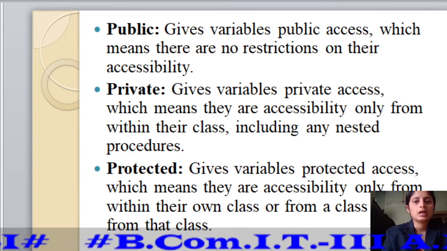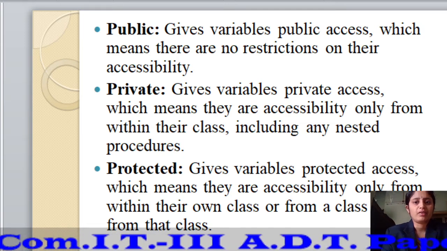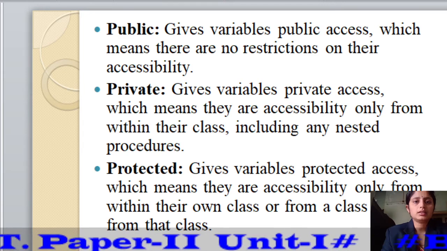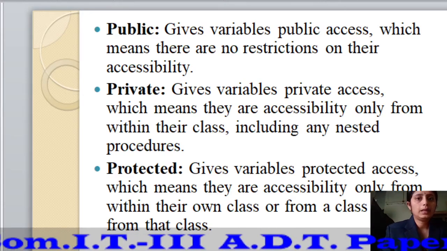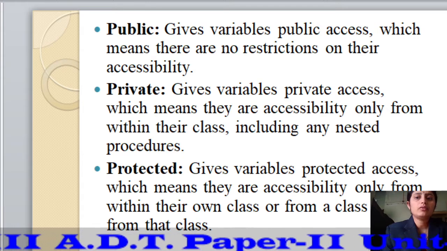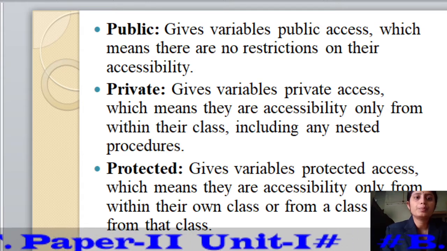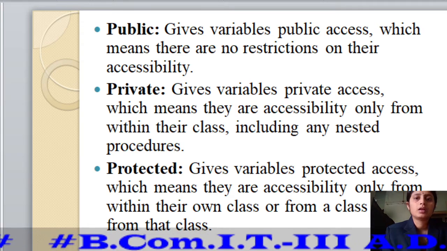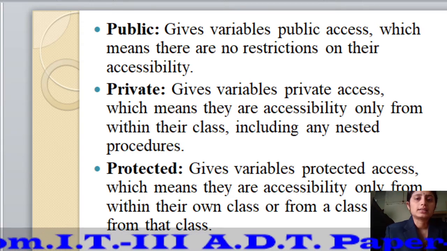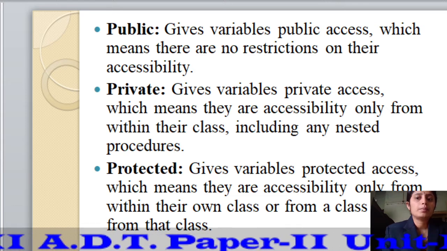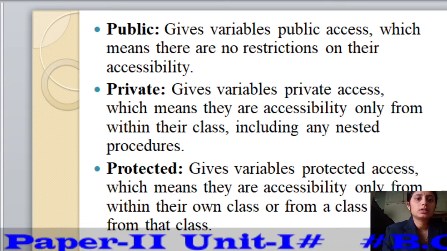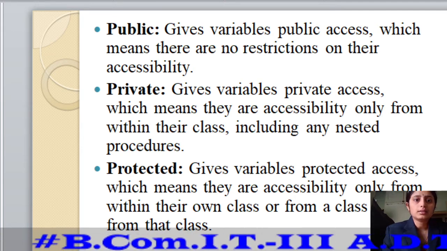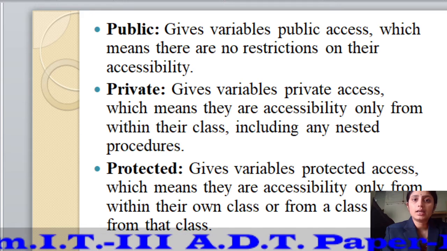Let's see what public, private, protected and friend are. These are the access modifiers. Let's see the public access modifier. It gives the variable public access, which means there are no restrictions on its accessibility. The second one is the private access modifier. It gives the variable private access, which means it is accessible only from within its class, including any nested procedures.